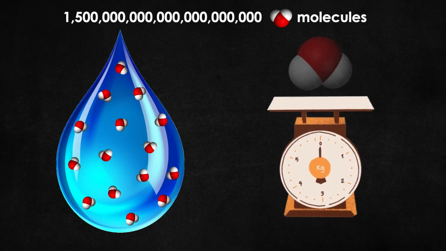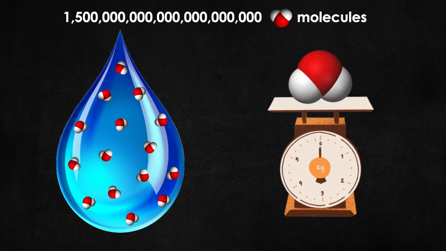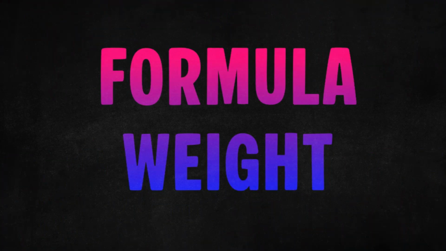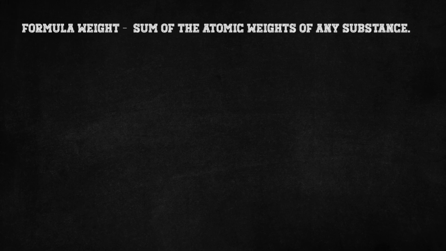So how do we calculate the mass of objects on atomic scales like the H2O molecule? This is where formula weight comes in, but what is it? The formula weight of a substance is defined as the sum of the atomic weights of all atoms in the chemical formula of the substance.